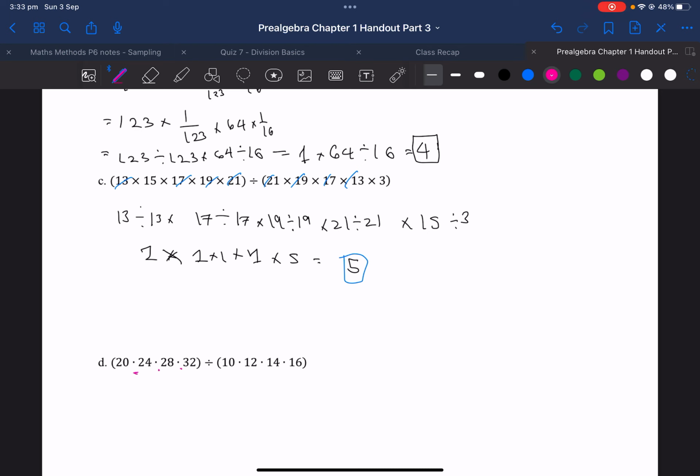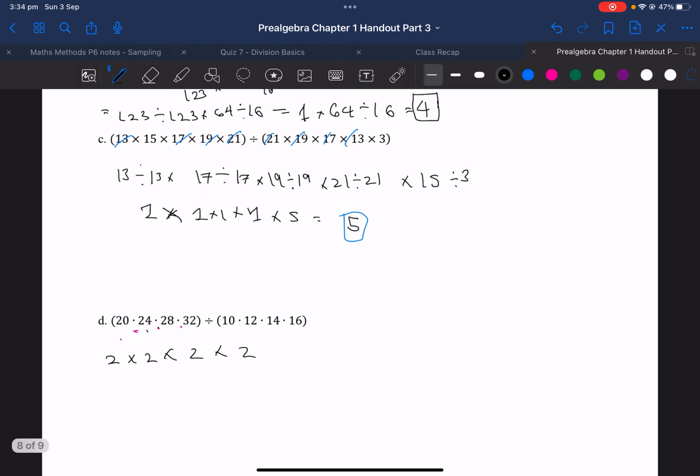Does it make sense why there's 16? Because if you double 8, you get 16. If you double 4 times, you get to 16. So what you have is 20 divided by 10 is 2, right? Yeah. 24 divided by 12 is 2. Times 28 divided by 14 is 2. Times 32 divided by 16 is 2. 2 times 2 times 2 times 2. And if you do this slowly, what do you get? Be careful, I think you just made a silly mistake actually.